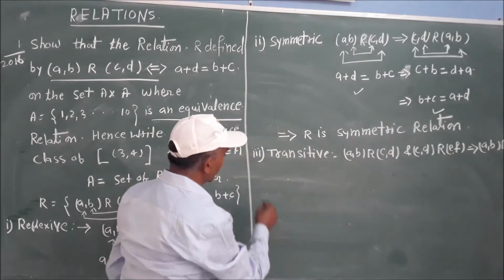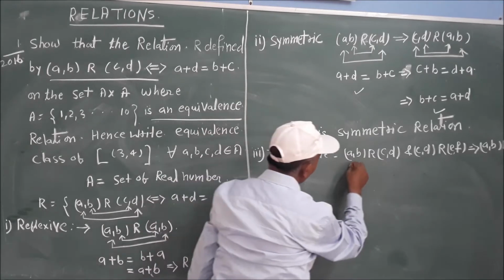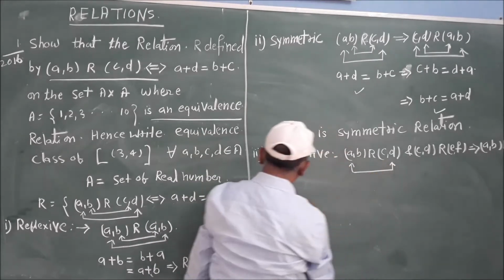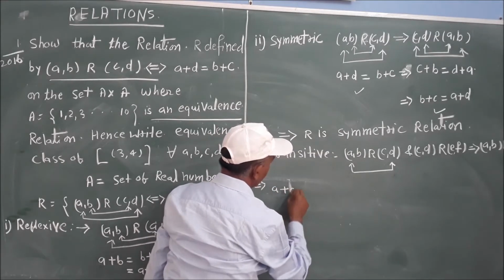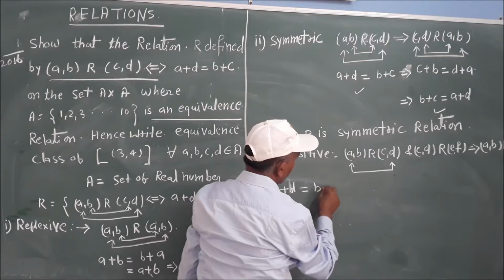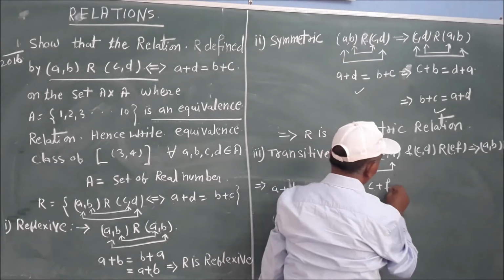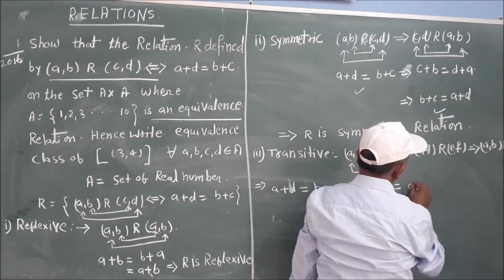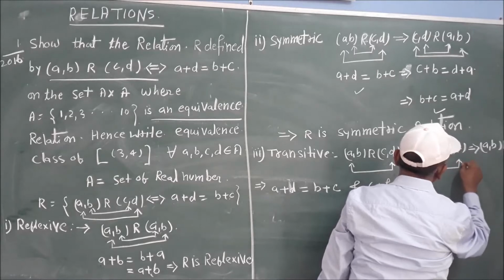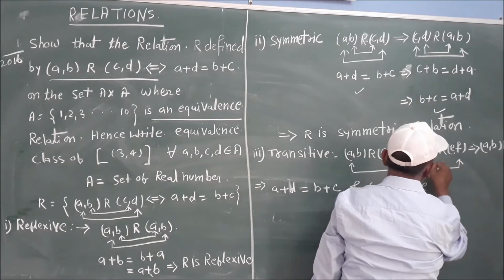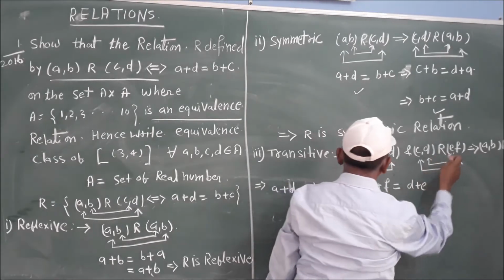So to prove this result, first element and fourth element: A plus D is equal to B plus C, and C plus F is equal to D plus E, where the fourth element is F and the second and third are D and E. So C plus F is equal to D plus E.